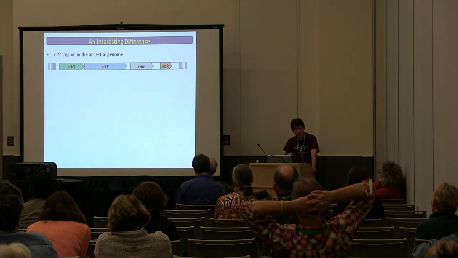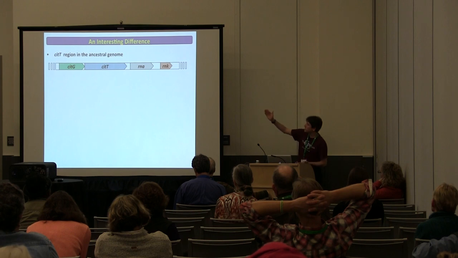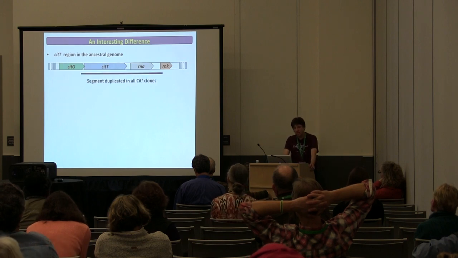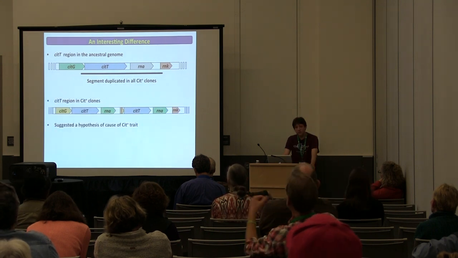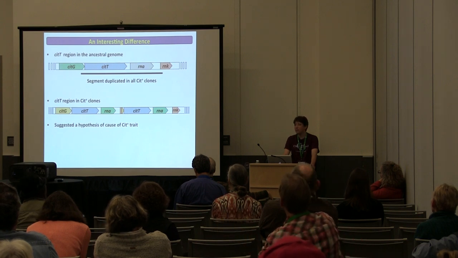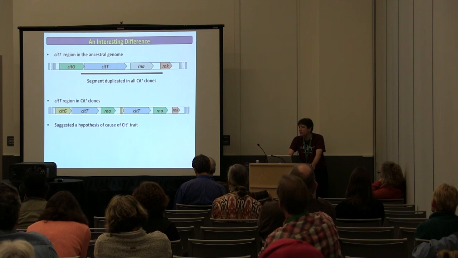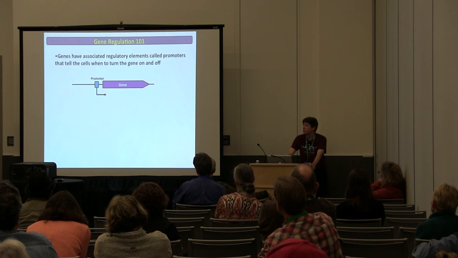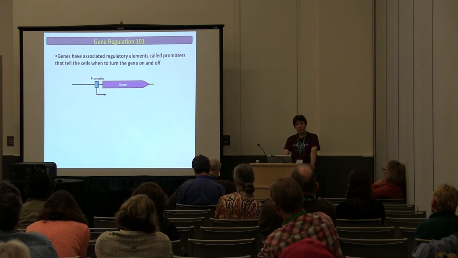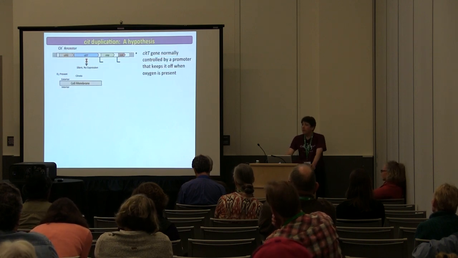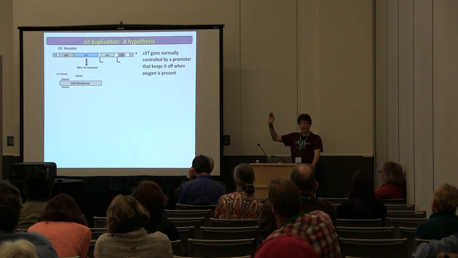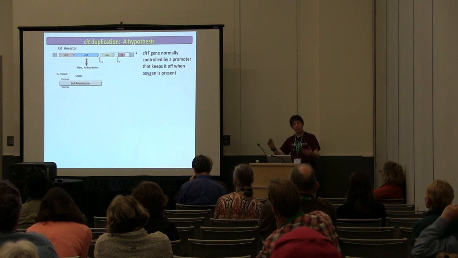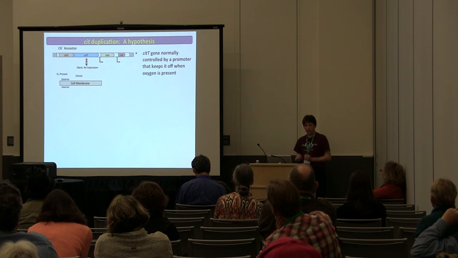Well, as it happens, looking at the CIT-T region of the ancestral genome, we see this. But in CIT-plus genomes, this segment was duplicated. So in the CIT-plus clones, this region looks like this. The copy segment is there in a tandem head-to-tail orientation that suggests a hypothesis of what causes the CIT-plus trait. Now to understand this, I have to remind you that all genes have associated regulatory elements called promoters that tell the cells when to turn the gene on and off. In the CIT-minus ancestor, the promoters look like this, and in fact, the CIT-T gene is part of this operon controlled by a promoter that normally keeps everything tightly off when oxygen is present.